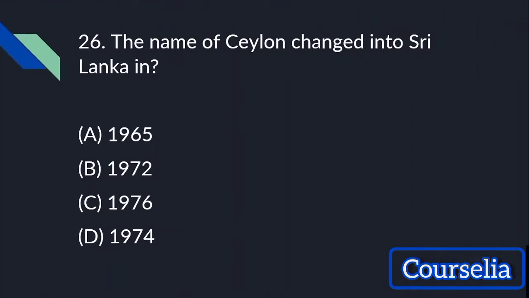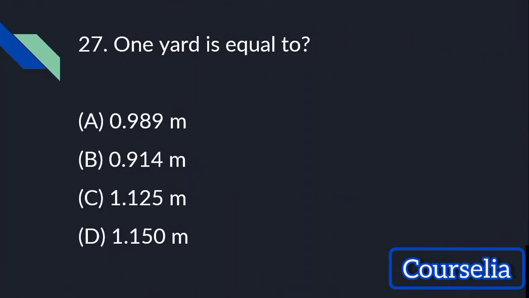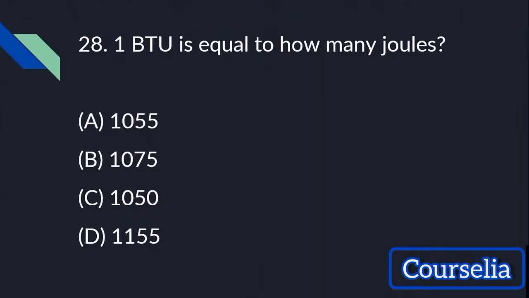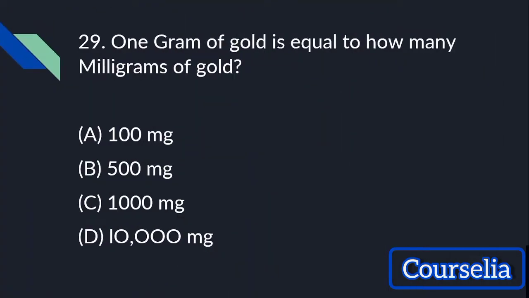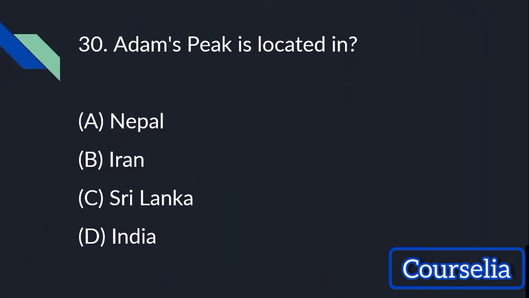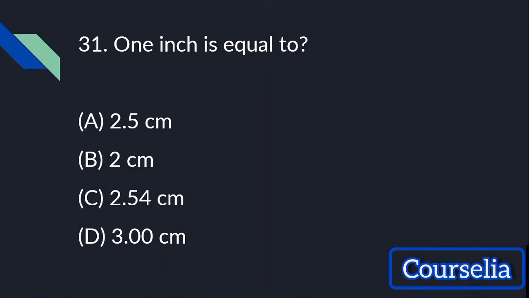The name of Ceylon changed into Sri Lanka in 1965, 1972, 1976 or 1974. Answer is 1972. 1 yard is equal to 0.914 meter. 1 BTU is equal to how many joules? BTU is the measure of heat. It is equal to 1055 joules. 1 gram of gold is equal to how many milligrams of gold? 1000 milligram. Adam's Peak is located in Nepal, Iran, Sri Lanka, India. Sri Lanka. 1 inch is equal to 2.54 centimeter.